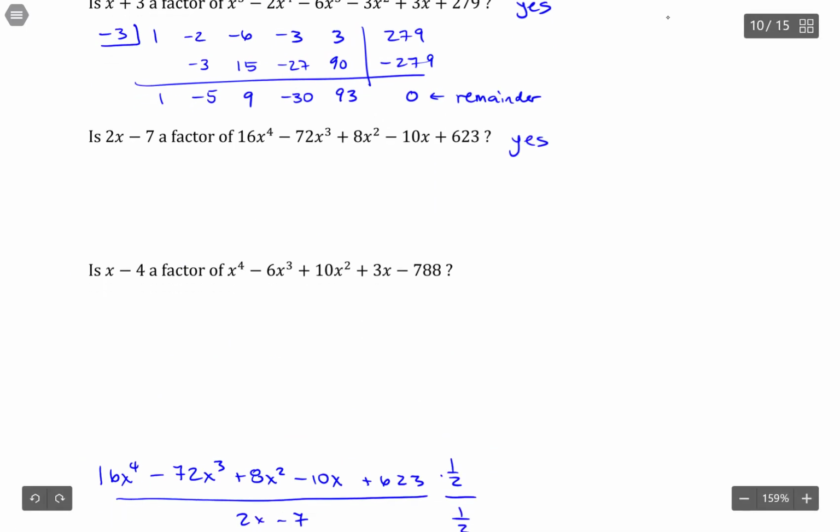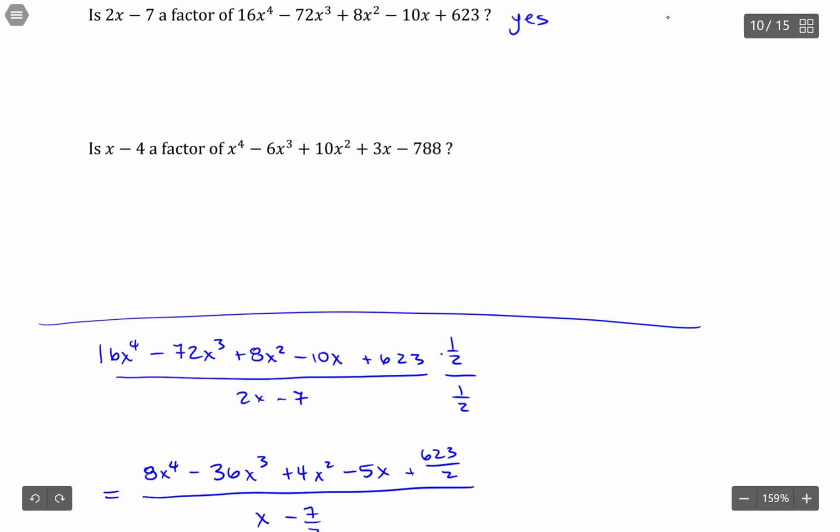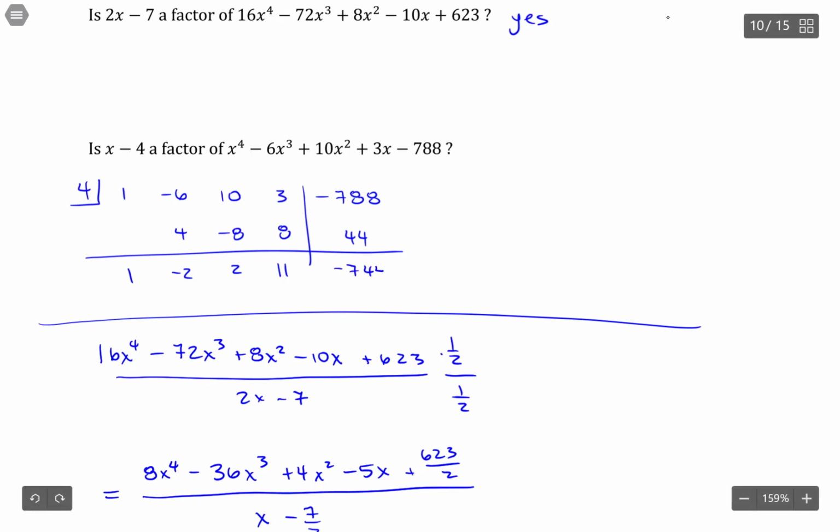So it is. All right, the next one, x minus 4, is it a factor of x to the fourth minus 6x cubed, and so forth? Let's find out. So we take the number 4, divide it into the coefficients here: 1, negative 6, 10, 3, and negative 788. Doing the synthetic division, bring the 1 down, times 4, add up, negative 2, that's 8, 11. 11 times 4 is 44. And it really doesn't matter what this adds to. I think it's going to be negative 744.